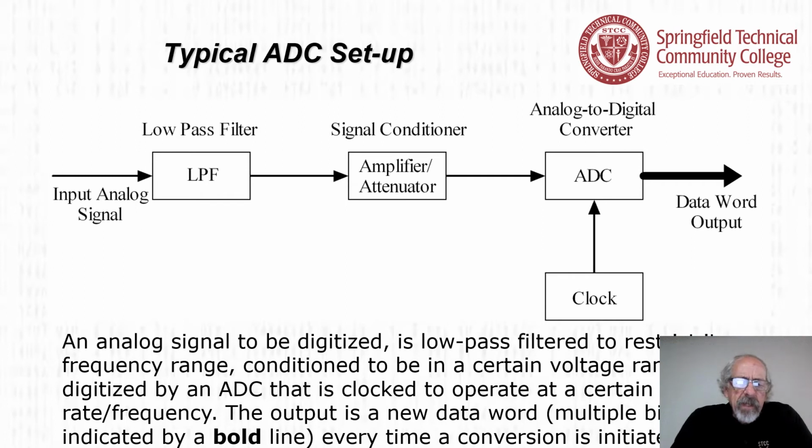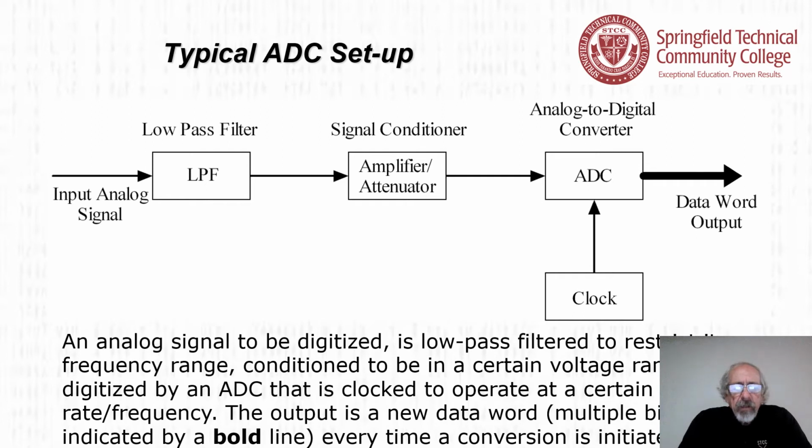Now, this is a typical A to D converter setup. We haven't talked about all the details of what we need. Notice in this block diagram we have an input analog signal that goes through a low-pass filter. There'll be a signal conditioner, which is either an amplifier or an attenuator. Then you have the A to D converter, the clock that drives it, and the data output word.